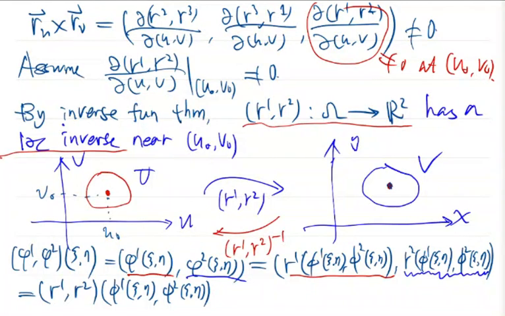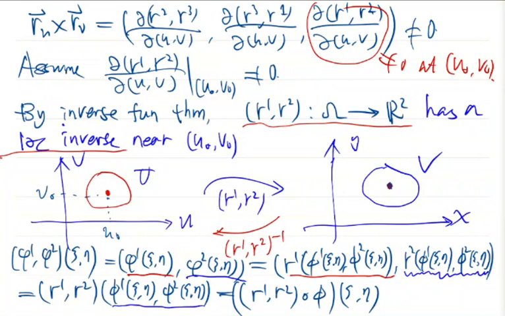And this is nothing but R1, R2 composed with phi acting on cos eta. Okay? Phi1 cos eta, phi2 cos eta is precisely phi cos eta. So we can write it in this way. This is true for every cos eta near cos 0, eta 0.